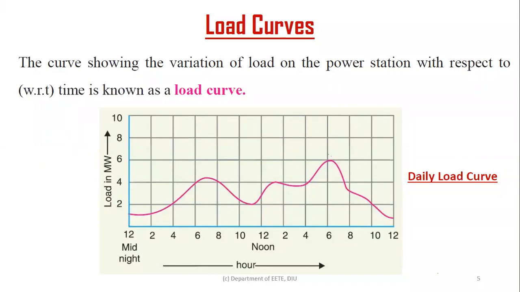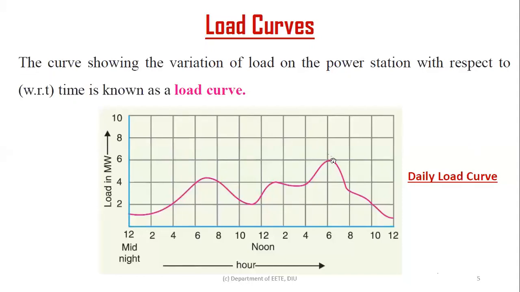So if I want to establish a power station, the capacity should be at minimum, suppose this point is 6 megawatt, so minimum it should be 6 megawatt. Otherwise, if it is less than 6 megawatt, I cannot supply the power to all the people at 6 p.m., because at 6 p.m. it requires 6 megawatt. So this is the maximum demand.